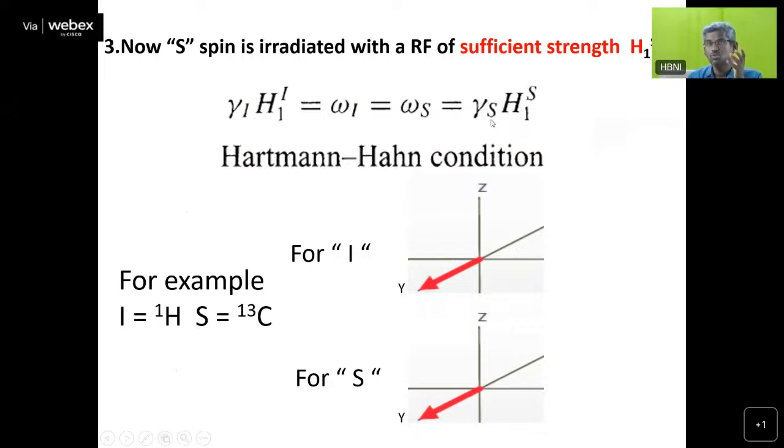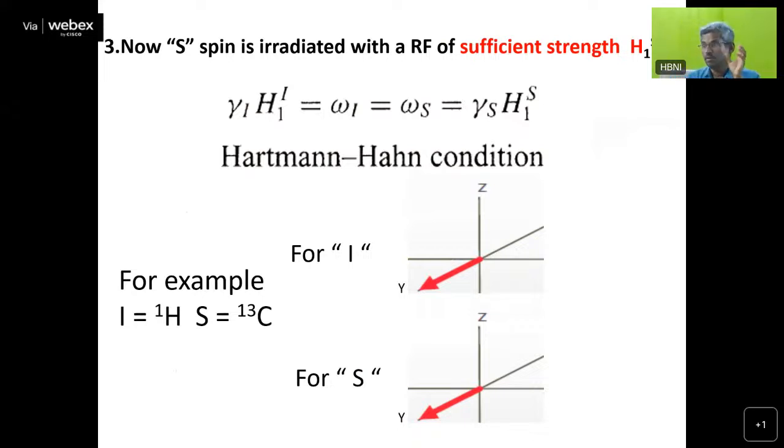Similarly, gamma of S nucleus, which is nothing but C13 for the time being, is also the same. So gamma I and gamma S we cannot change because they are universal constants. They are evaluated by nuclear physics experiments, and that we cannot change. That's a constant. These are called magnetogyric ratios. So what can we change? We can change the H1I, the radio frequency field strength corresponding to the I nucleus, and we can change the radio frequency field strength corresponding to the S nucleus. Change in such a way that this product becomes equal.